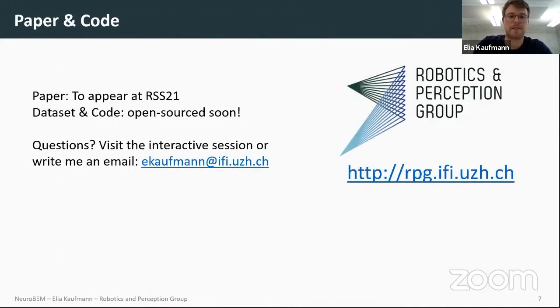So yeah, that's already it. If you're interested in this work, it's going to be published very soon at RSS 21, and the data set and the code will be published open source. So if you want to train your own models on it, if you want to use the simulator, for example, for your own research, it's going to be open source very soon.